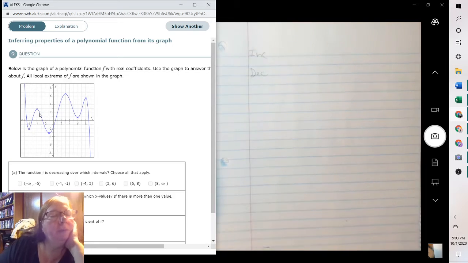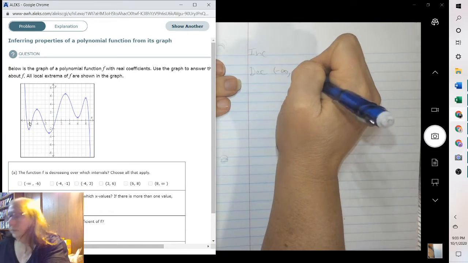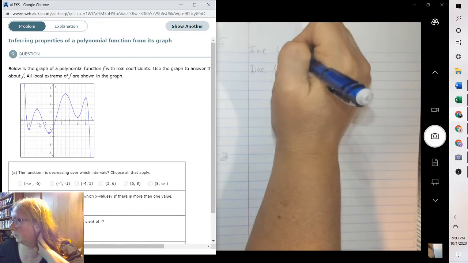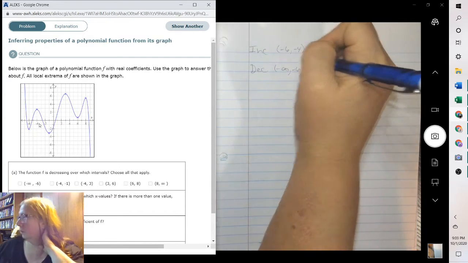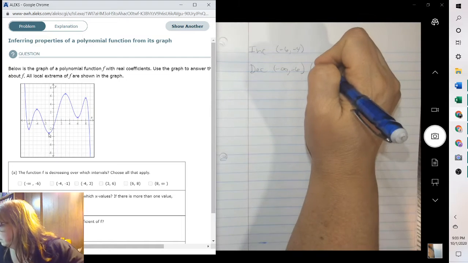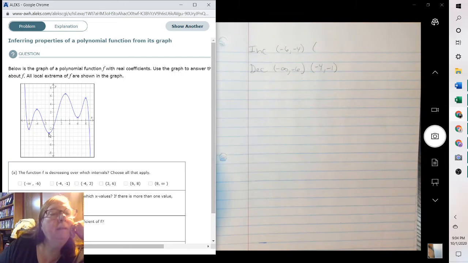So the graph starts out always left to right, it's decreasing. So from negative infinity until negative 6, it's decreasing. Then at negative 6, it increases until negative 4. So negative 6 to negative 4. And then from negative 4 to negative 1, it's going down. And then it increases from negative 1 to 3.